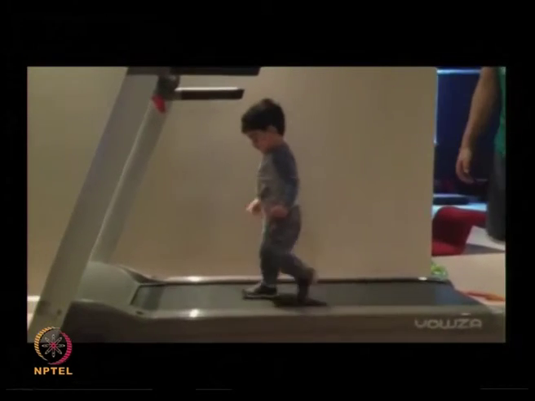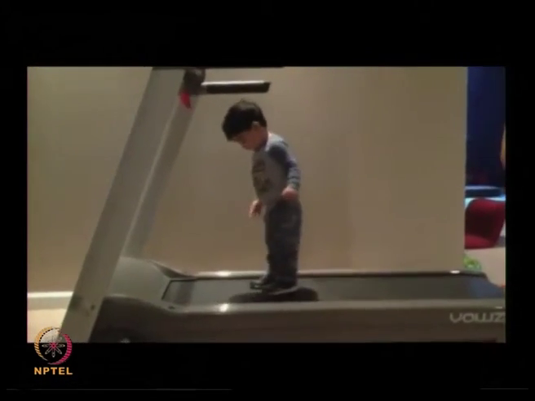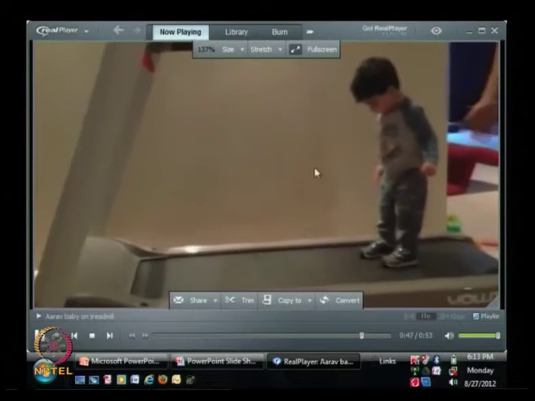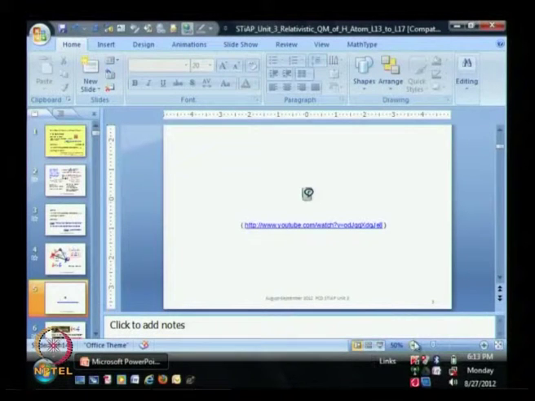This I downloaded, by the way, from YouTube, and I have given the reference here. So this is the full reference, so you can also view it if you like.